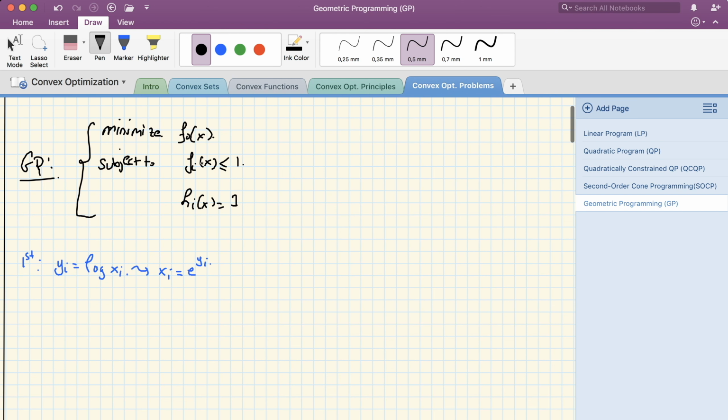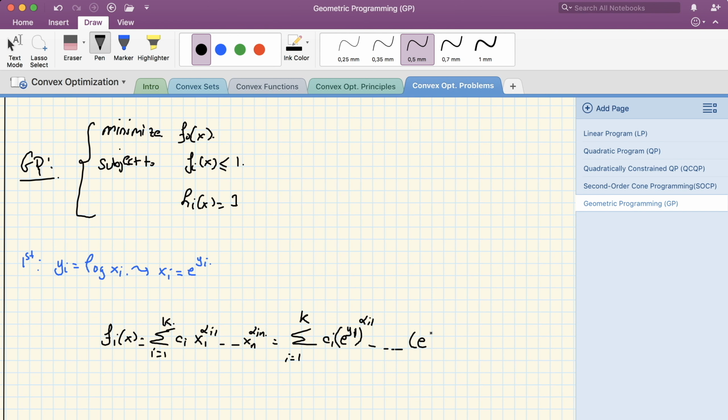Now each one of those polynomial functions, f_i of x, is a sum of c_i x_1^(alpha_i1) multiplied down to x_n^(alpha_in), where i goes from 1 to k. If we plug in this change of variable, we will have e^(y1 alpha_i1) down to e^(yn alpha_in), right? That is to say, you can write this as c_i e^(alpha_i1 y1) down to e^(alpha_in yn).